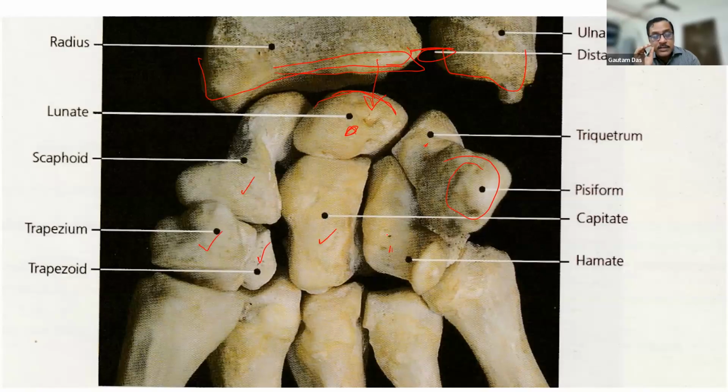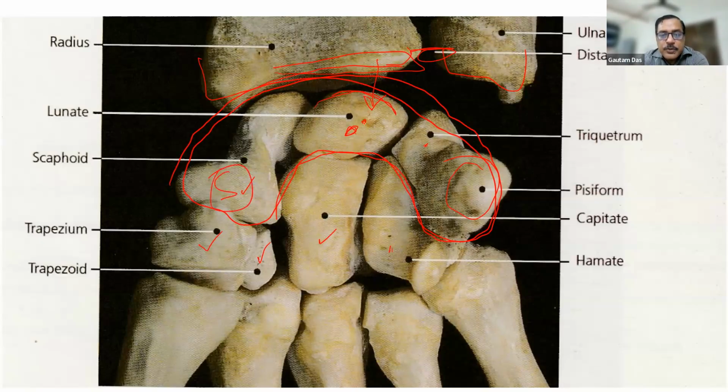You must have a 3D anatomy in your brain. What I normally tell you is, you can remember it like this. This is like an inverted C or an inverted U. This is the proximal row of the bones. On this side we have the scaphoid, here is your lunate, here are your triquetrum and pisiform together. So these are the 4 bones of the proximal row.